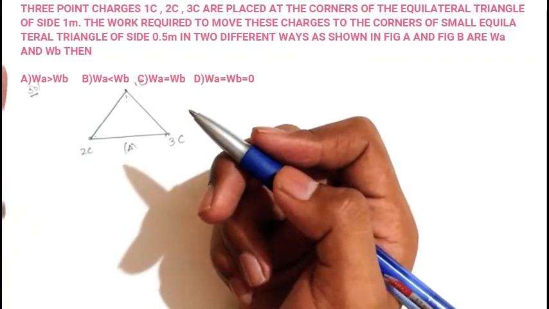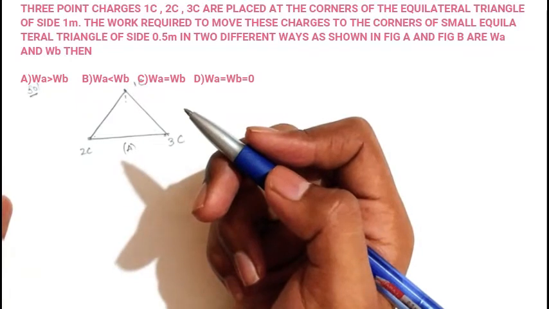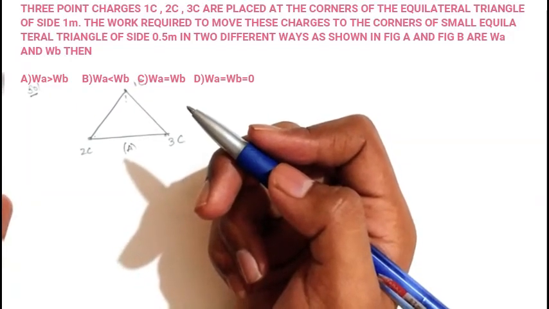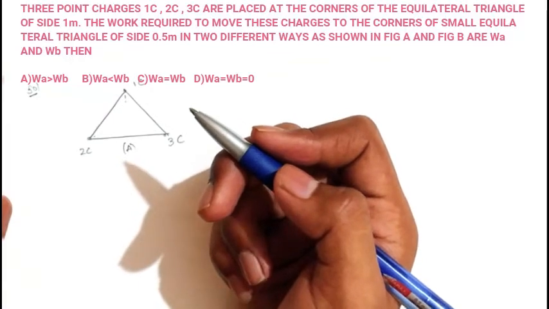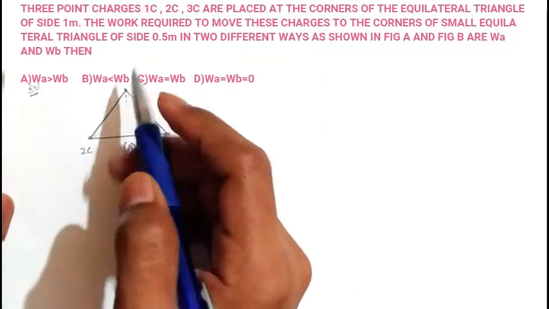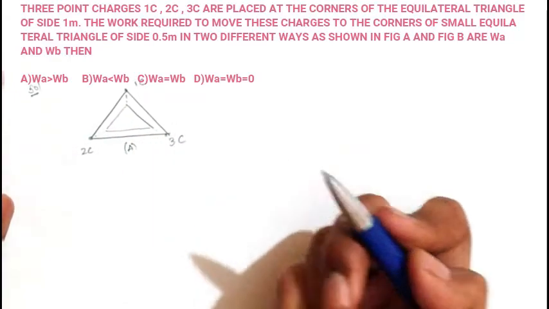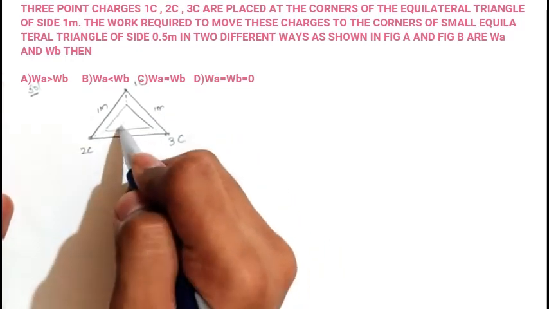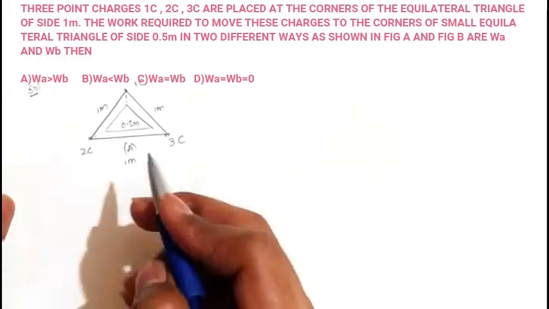Now let us continue the question. The work required to move these charges to the corners of a smaller equilateral triangle of side 0.5 meters in two different ways, as in figure A and as in figure B, are WA and WB. So now when we see figure A, it is observed like this. This is 1 meter, 1 meter, 1 meter, and this is 0.5 meter each side equilateral triangle.